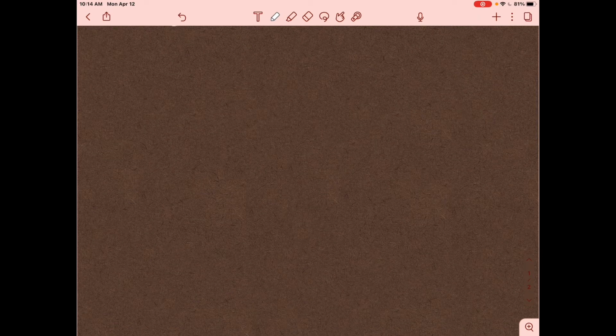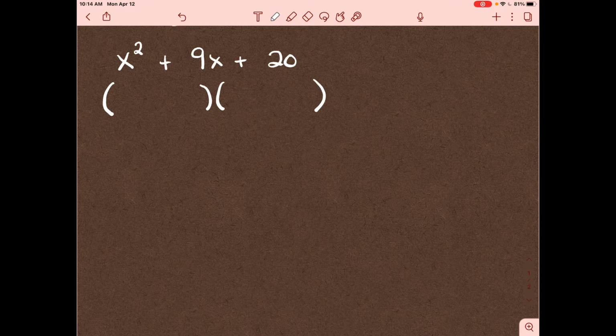The first example I'm going to show you has all positives, x squared plus 9x plus 20. And what we're going to do is factor this into a pair of binomials just like this. And because we have a 1 that starts this, our very first terms are just going to be x times x, because when I FOIL this and do the first, I will do x times x is x squared.